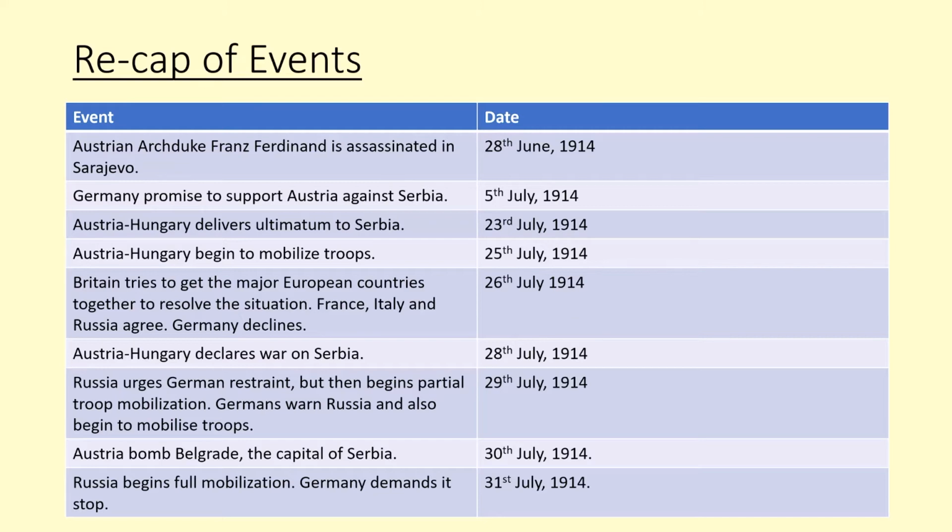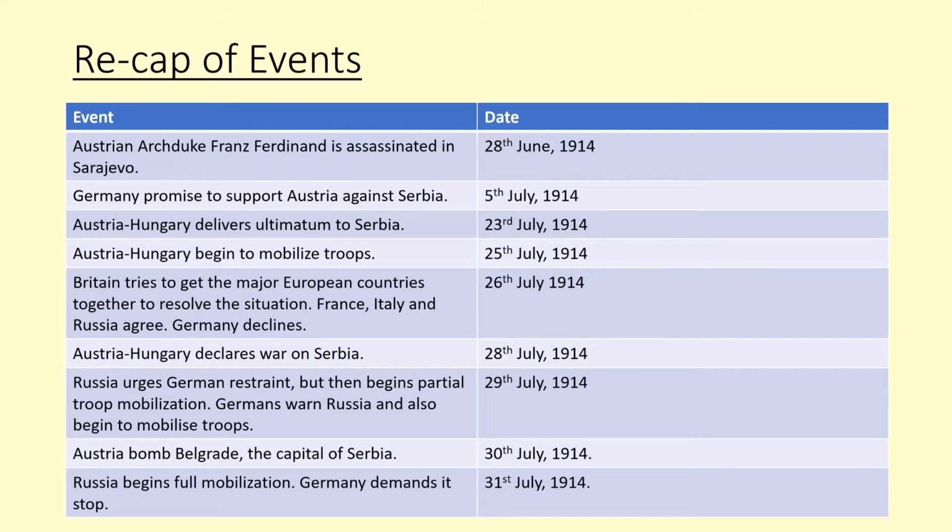So Russia are saying to Germany, right, let's not get too dramatic, calm down, let's not do anything rash, but at the same time, they're starting to build their army up. Germany warn Russia and also begin to mobilise their troops. The next day, on the 30th of July, Austria bomb Belgrade, the capital of Serbia. The first actual conflict. As a result of this, on the 31st of July, Russia begins full mobilization of their army, and Germany demands that they stop. So, that is where we're up to at the moment.